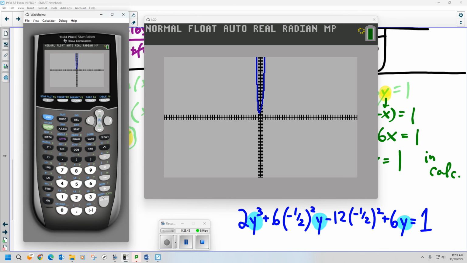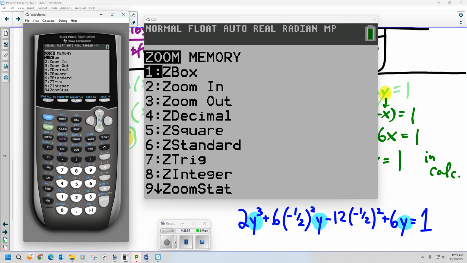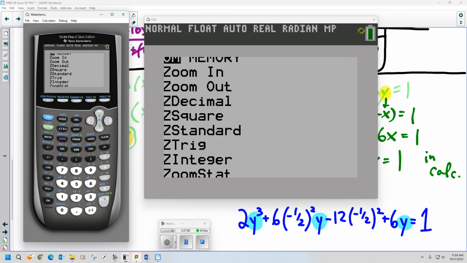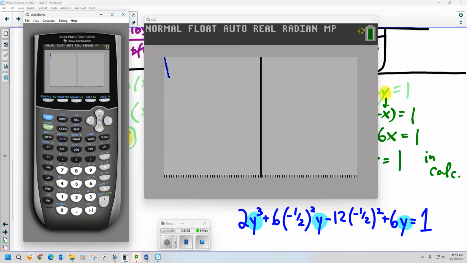Where is it? I still don't see it. Let's keep going. I'm going to do zoom, and I'm going to go to fit. So it fits all the important stuff that I want in my calculator to fit. Okay, see, down forever, up, holy cow.